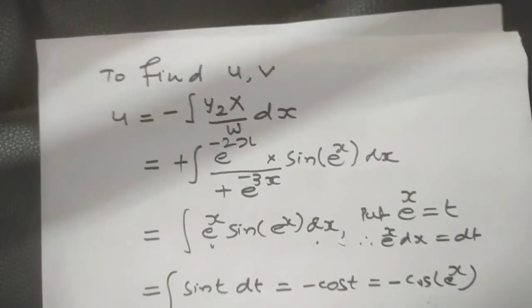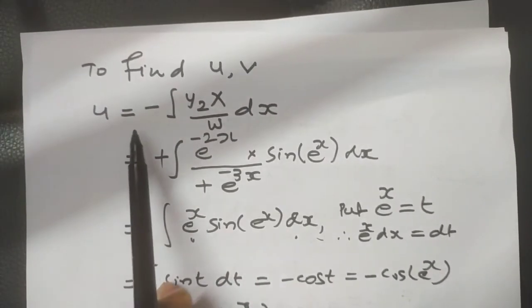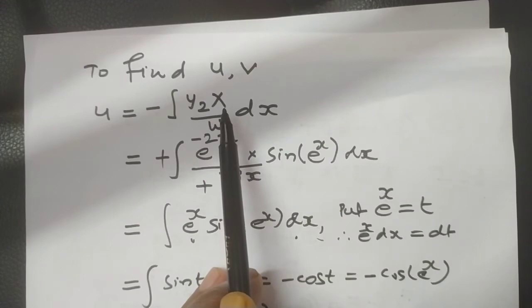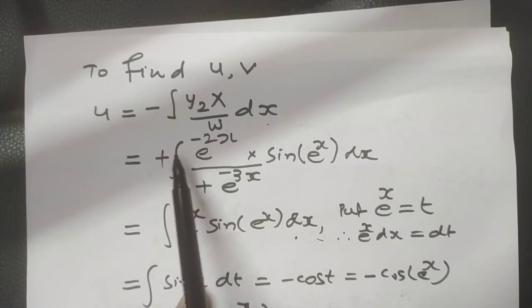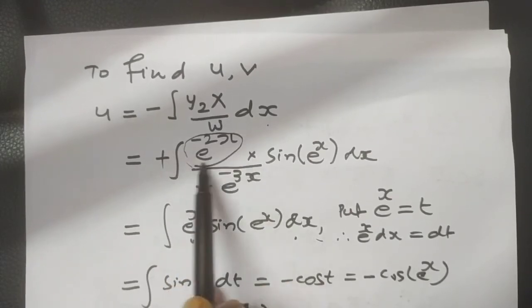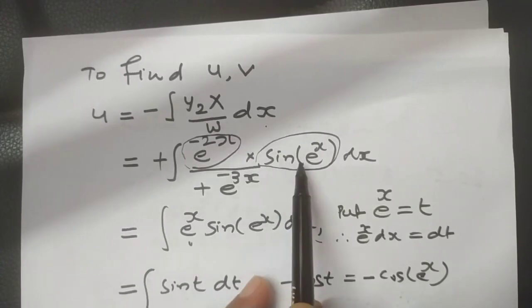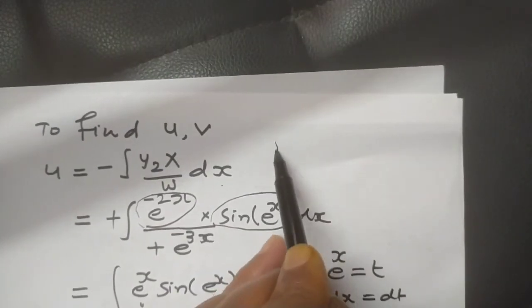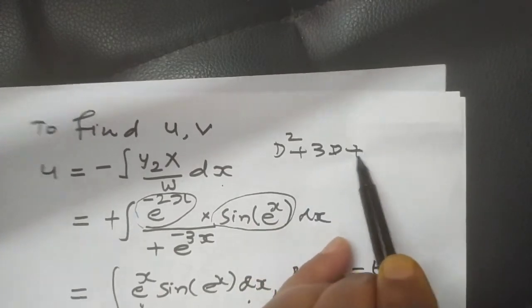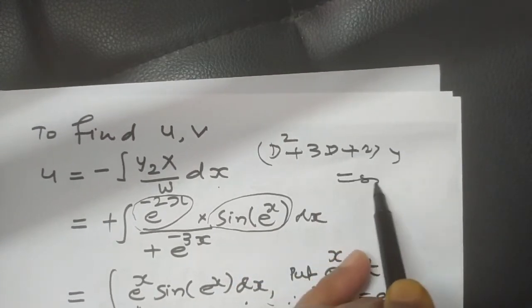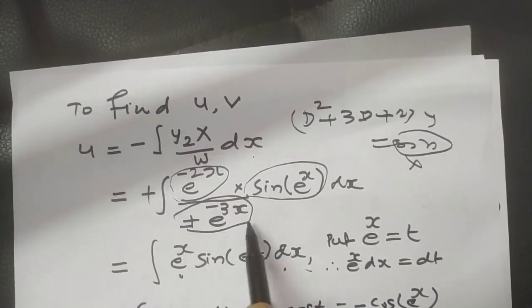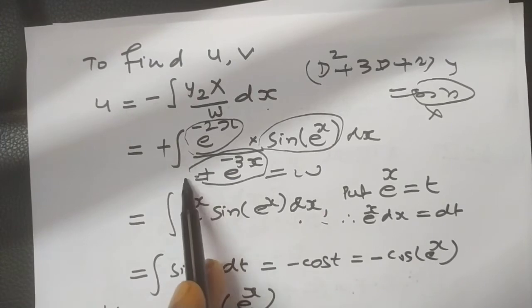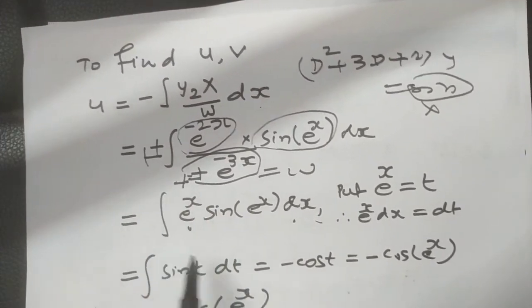U by the formula is minus the integral of y2 X upon w into dx. I put the values of y2 and capital X. So it is sine of e raised to x, because the equation is d square plus 3d plus 2 into y is equal to sine of e raised to x. So this is always capital X. So I put it here, with y1, y2, and finally this is minus w. Minus minus becomes plus.